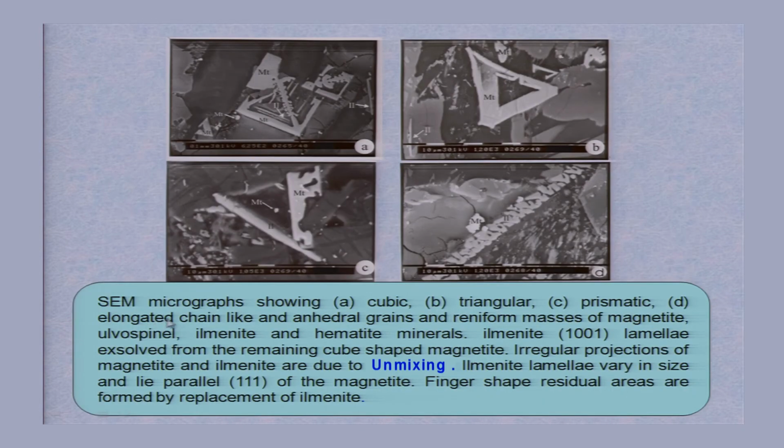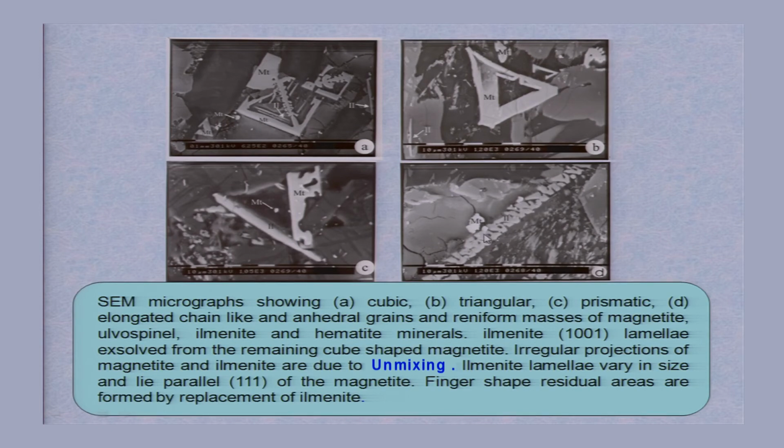And this scanning electron microphotograph, showing A, means this photograph shows a cube shape magnetite crystal. B shows a triangular shape magnetite crystal, again a triangular magnetite crystal. C is prismatic magnetite crystals, and D is elongated chain-like anhedral grains, like a bead-like structure, in the form of elongated chain-like anhedral grains.